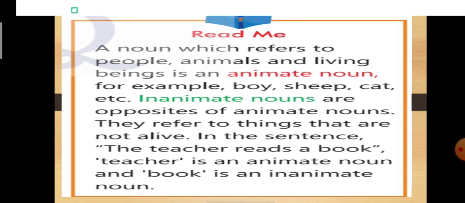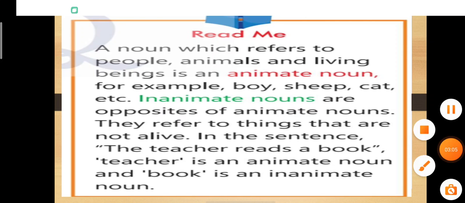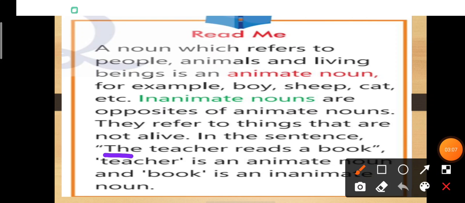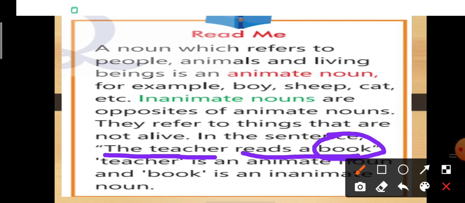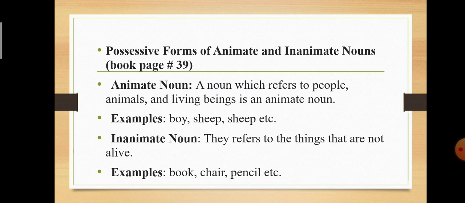And then in the sentence, the teacher reads a book. So here is the example given. The teacher reads a book. The teacher refers to animate noun, and book refers to inanimate noun. Okay, living thing is animate noun, non-living thing is inanimate noun.